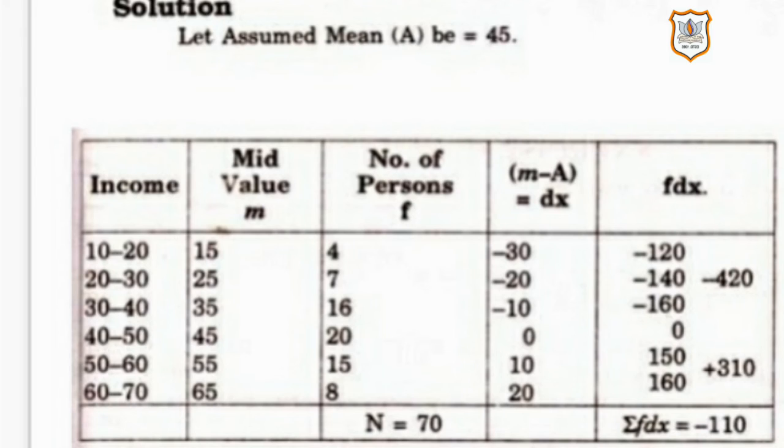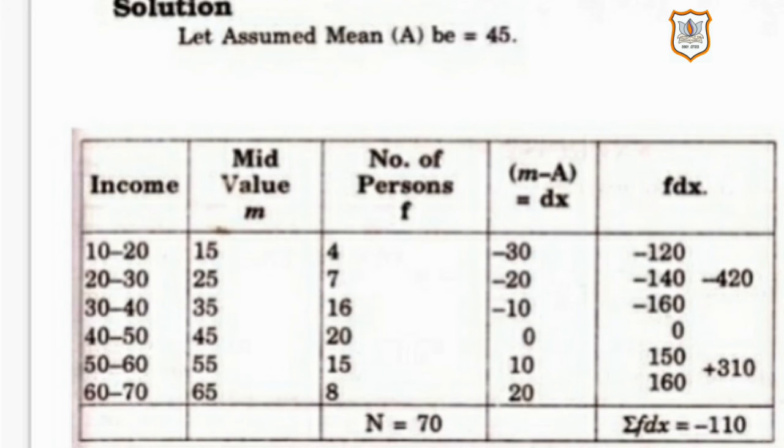Then 25 minus 45, that gives you negative 20. Then 35 minus 45, that gives you negative 10. Then 45 minus 45, that is 0. 55 minus 45, that is 10. 65 minus 45, that is 20. So we have found dx column.